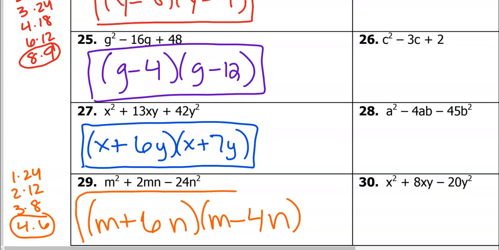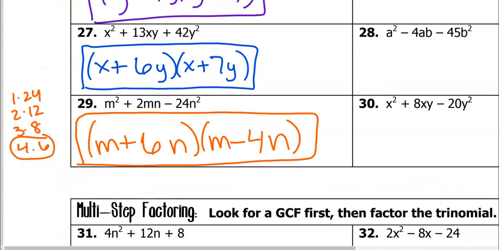Okay. Ready to level up? Tie in yesterday with today.